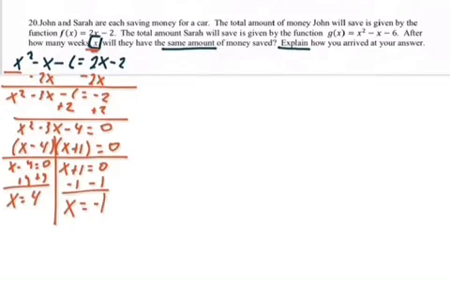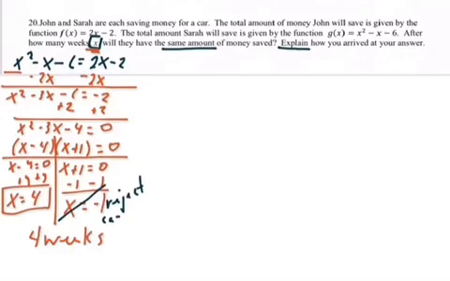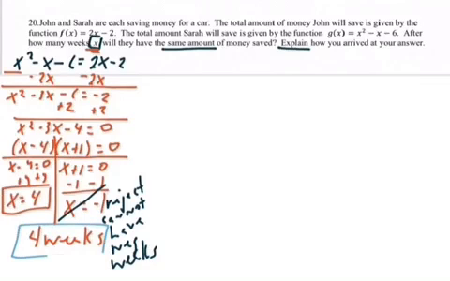Since again the question is only asking for the x value, how many weeks, your answer is going to be 4 weeks. You do need to put a line through x equals negative 1 and write the word reject. The reason you need to reject it is because you cannot have negative weeks, which is why the answer that they're looking for would be 4 weeks.